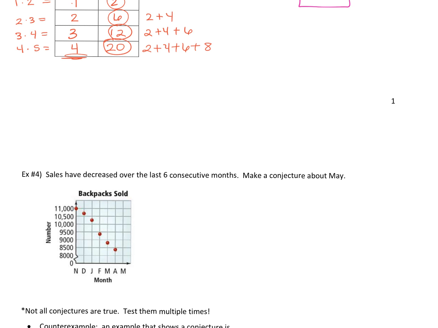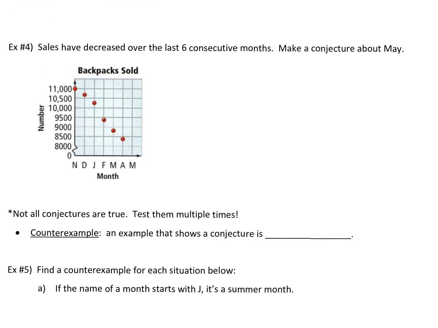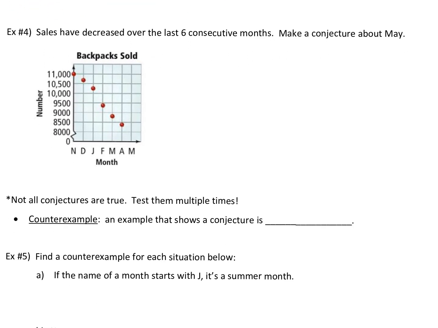Moving right along then. Example 4 here. It says sales have decreased over the last 6 consecutive months. Make a conjecture about May. So these are actual sales of backpacks. How many were sold in November, December, January, February, March, April? They're saying make a conjecture. What do you think, based on the information you have, would be a fair amount of backpacks sold in May? What do you think? There's not a right answer.